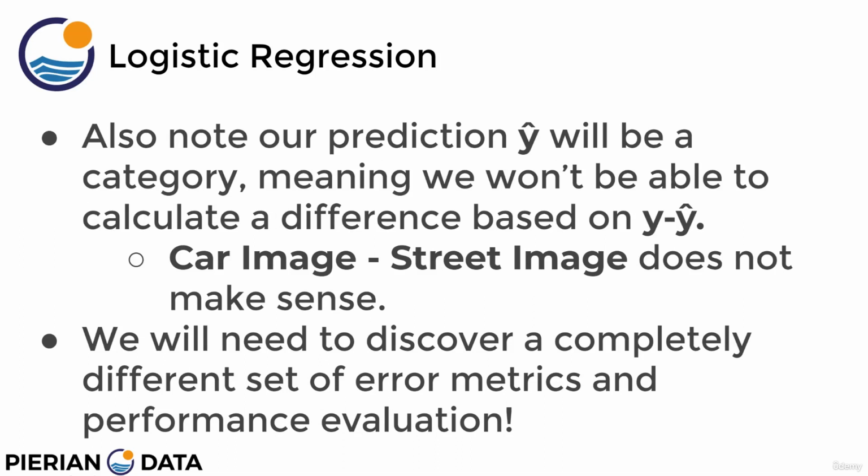Also note that when it comes to our prediction y hat, since it's going to be a category, we're not going to be able to calculate a difference based off y minus y hat. We can't really say that if the true image was a car image and our model predicted a street image, we can't say car image minus street image. Or if the category was red and we predicted category blue, there's no real formula for red minus blue. So that means we'll need to discover a completely different set of error metrics and performance evaluation.